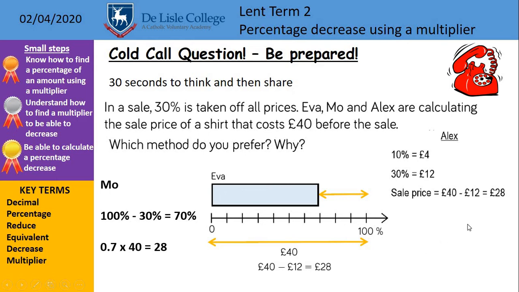Okay. Alex has done this without the visual representation. So he's worked out what 10% of the £40 is. So 40 divided by 10 to give me £4. Multiplied this by 3 to get 30% and then subtracted it away. Any of these three methods is perfectly acceptable. Mo's method kind of follows what we've been doing with the decimal multiplier.